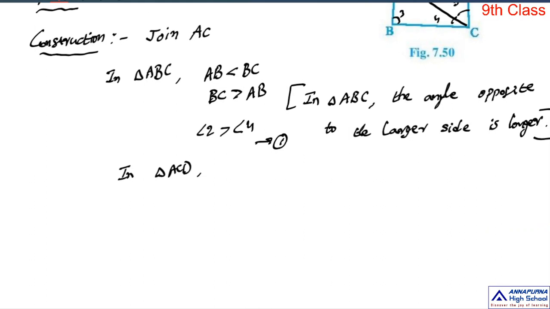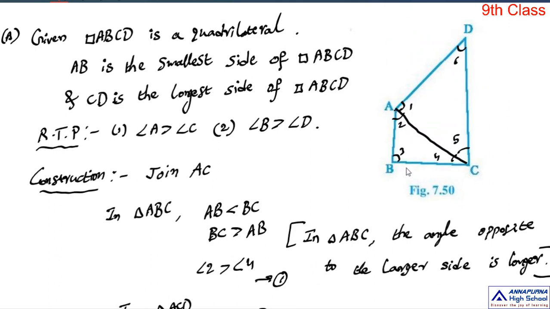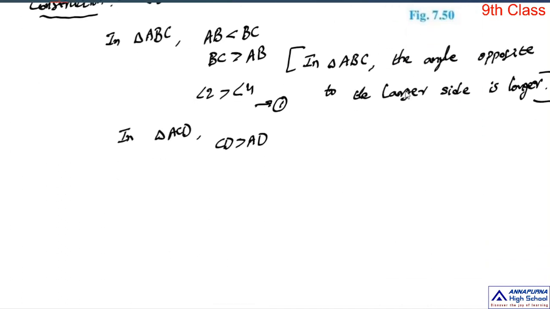So CD is greater than AD. CD is the longest side of quadrilateral ABCD, and CD is the longest side of triangle ADC. So CD is the longest side and AD is the smallest side in triangle ACD only.